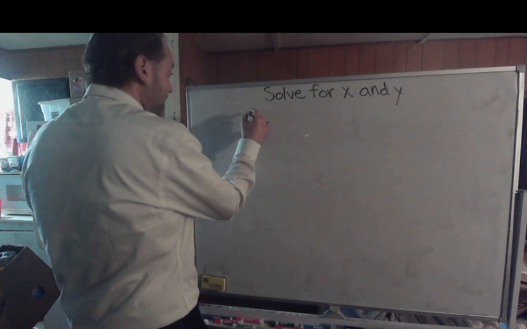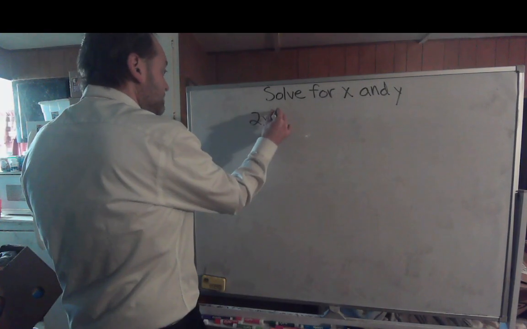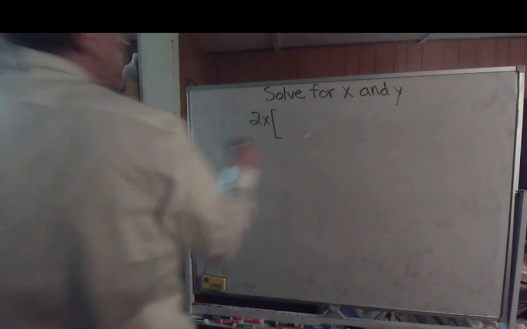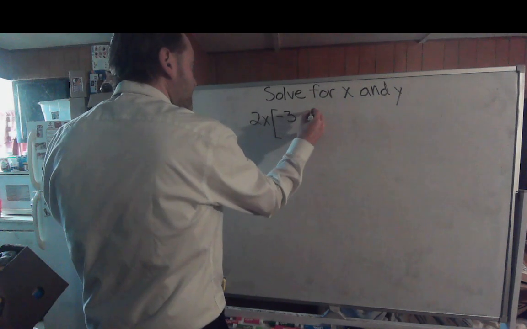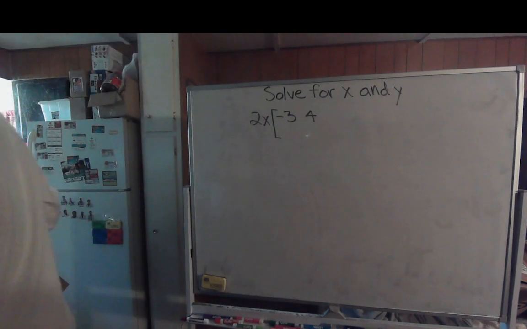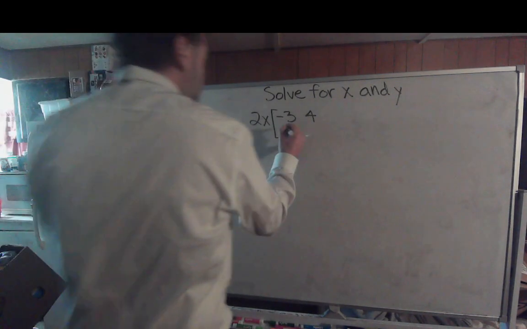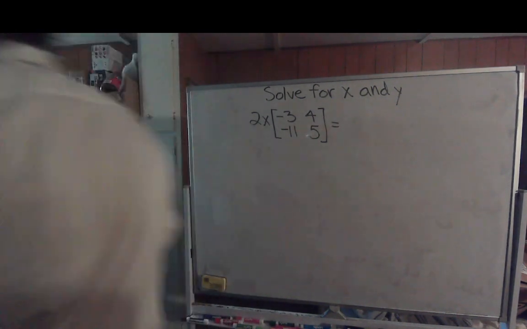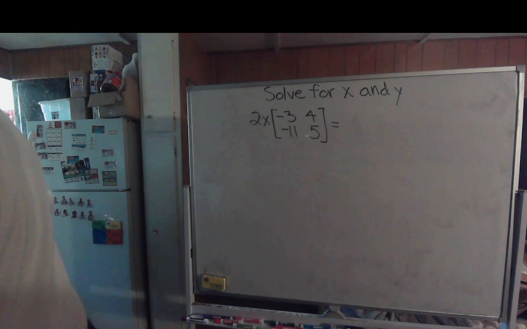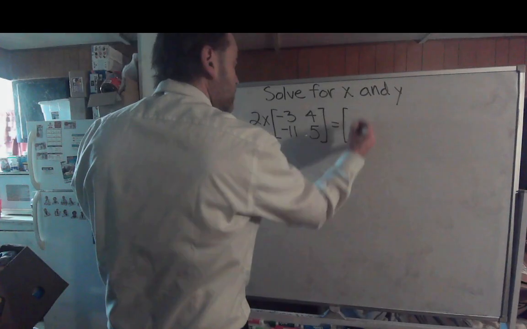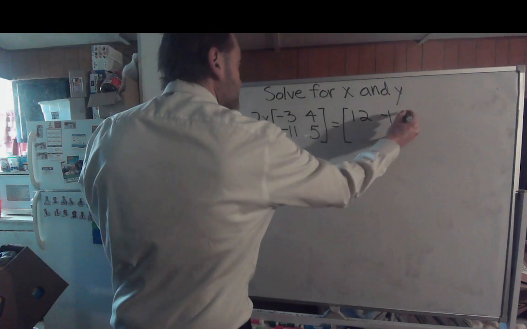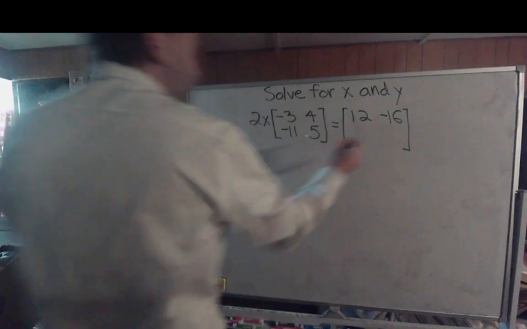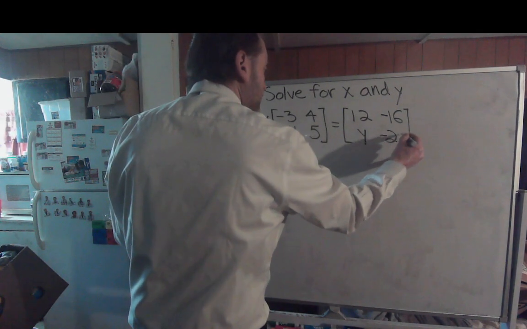Now this time we have the scalar multiple on the outside of the matrix. We have 2x times the matrix of negative 3, 4, negative 11, and 5, all equal to the matrix of 12, negative 16, y, and negative 20.